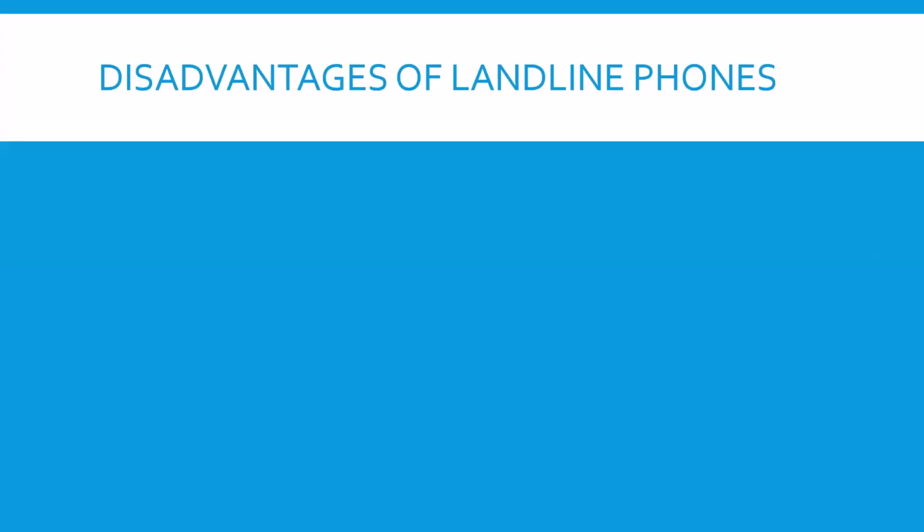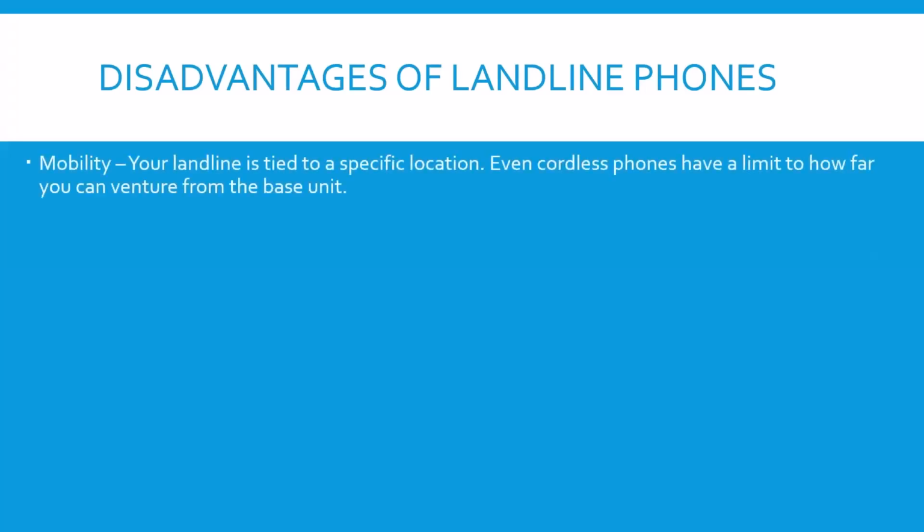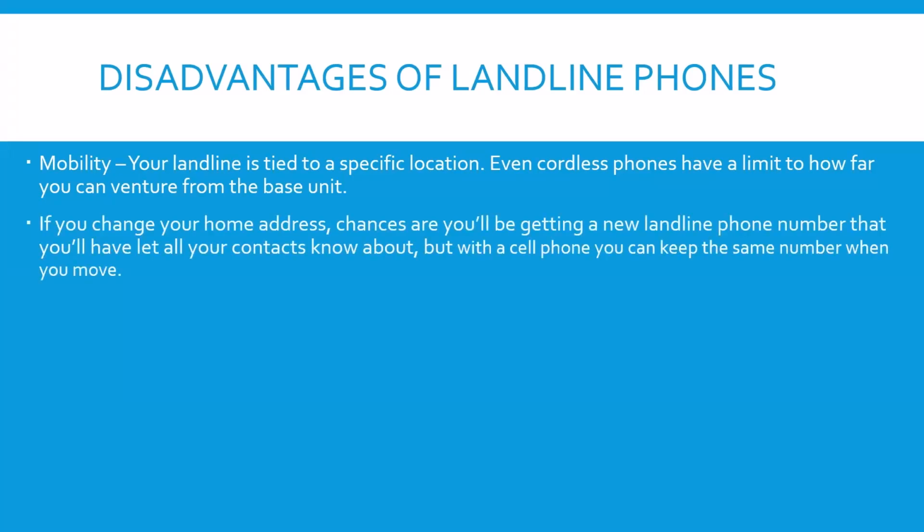Now, there are some disadvantages of landline phones. First, what we all know, mobility. Your landline is tied to a specific location. Even cordless phones have a limit to how far you can venture from the base unit. If you change your home address, chances are you'll be getting a new landline phone number that you'll then have to let all your contacts know about. But with a cell phone, you just keep that same number when you move.